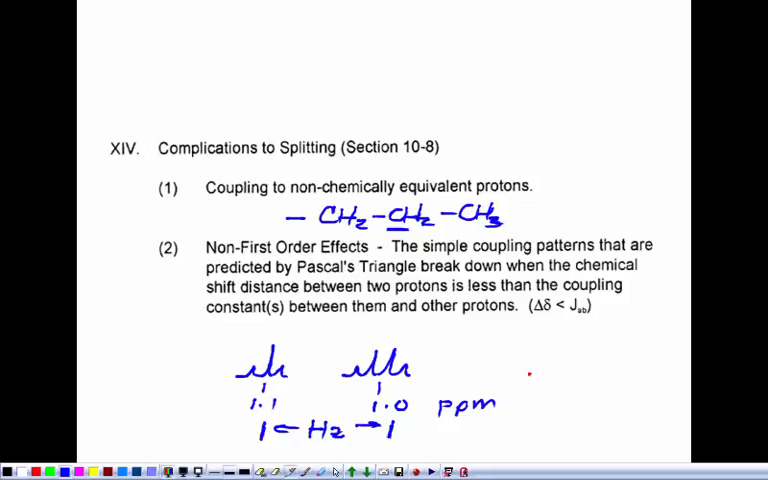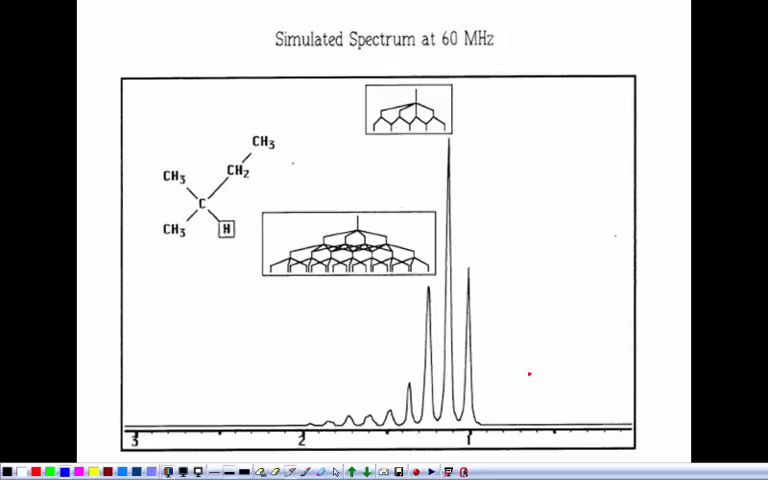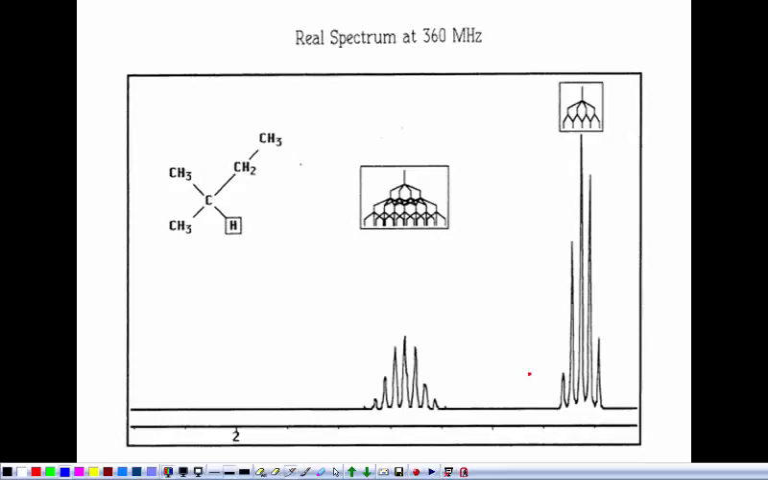So if there's a difference of 100 hertz between those two peaks, if you go to a magnet that's twice as big, then it'll be 200 hertz. Or if you go to a magnet that's half as big, it'll drop down to 50 hertz. So what we're talking about here is the distance between the two peaks, not in chemical shift, but in hertz. So what happens is if these two peaks become close enough that their distance from each other in hertz gets close to being the coupling constant.